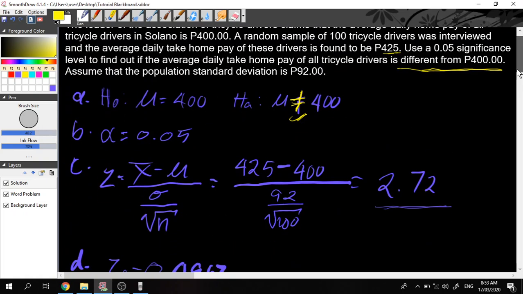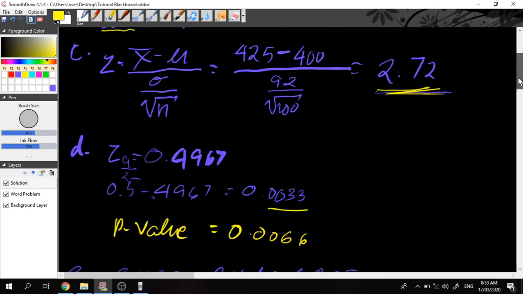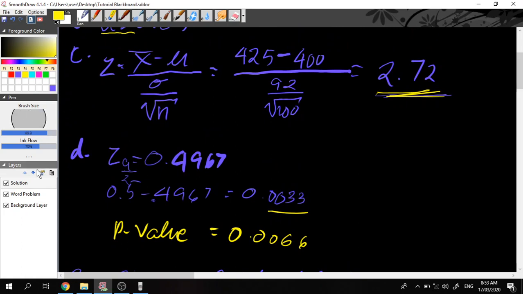So, first, we state the H0 and HA. Next, determine natin kung anong ginamit nating level of significance. Next is magte-test, gamitin natin yung appropriate test statistic. After that, kung two-tailed siya, after mong i-minus sa 0.5, kailangan mo siyang i-times 2. Pero pag one-tailed, i-minus mo lang dito, then yan na yung iyong p-value.